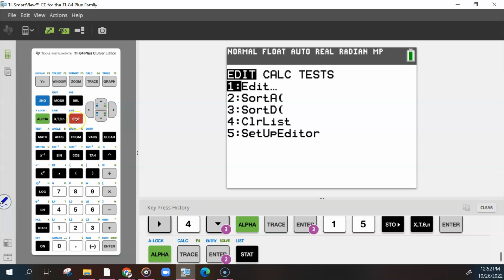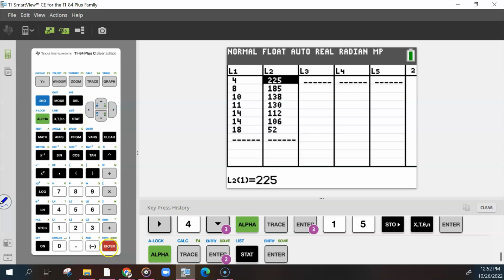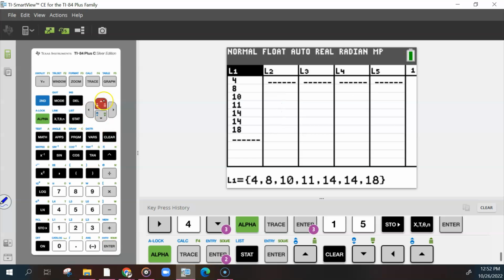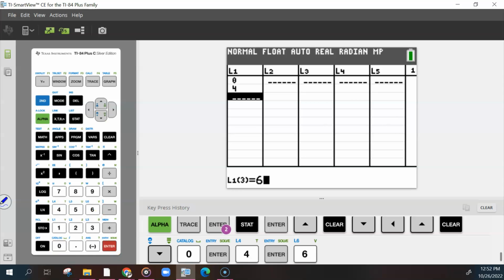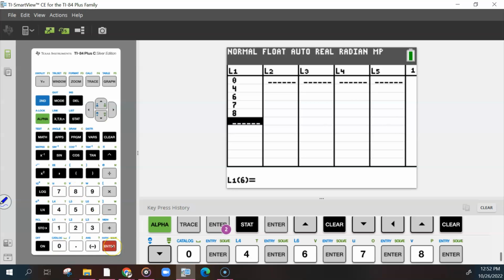I'm going to go back into stat, go back into edit, clear this out by going up to the top, hit clear and come back down, and then put these values in. How do you get the numbers from the side, like the 0, 2, 4, 6? Are you counting from 2000? No, the first year is always 0, and then every year after that is how many years it's been from the original, which happens to be 4, 6, 7, 8.